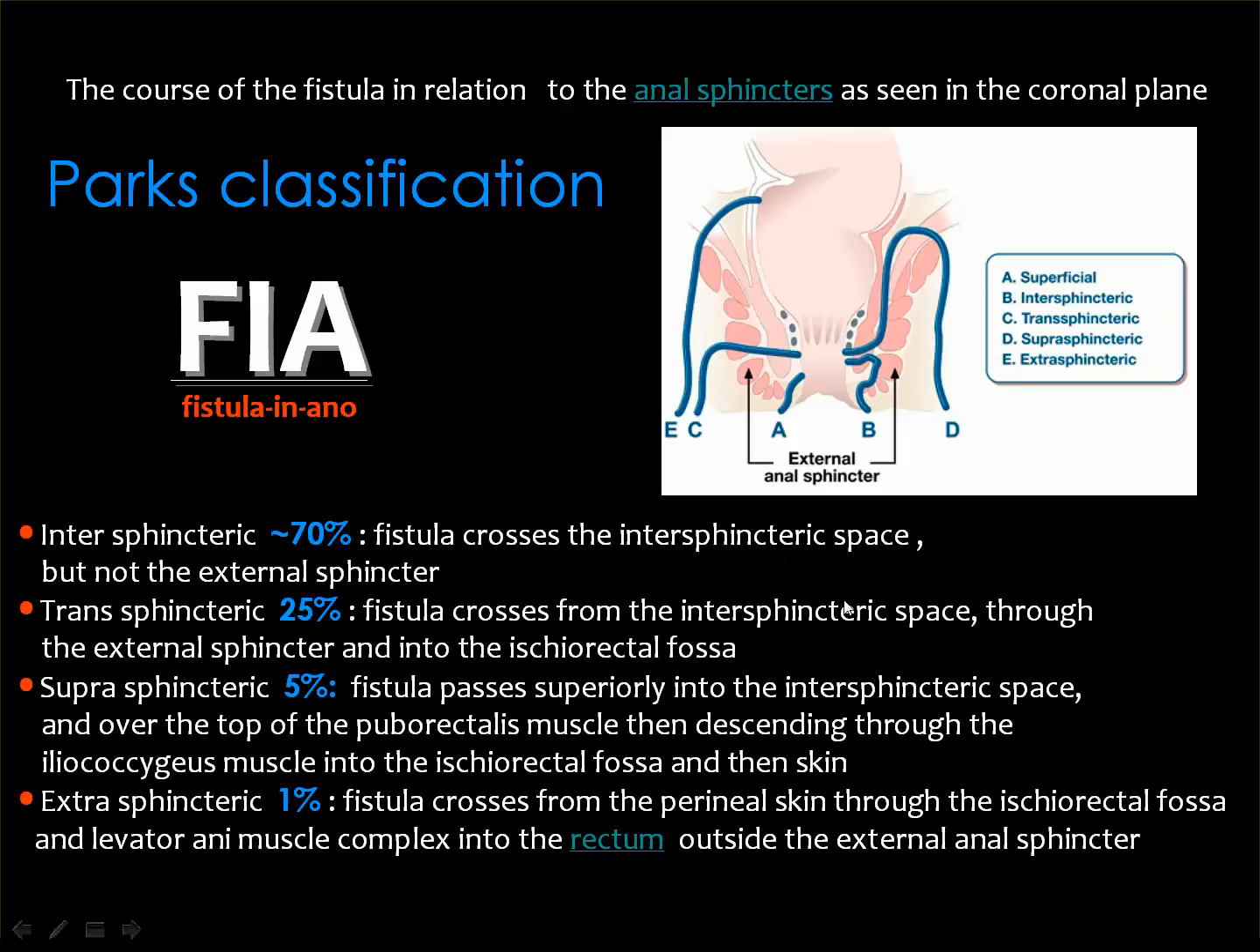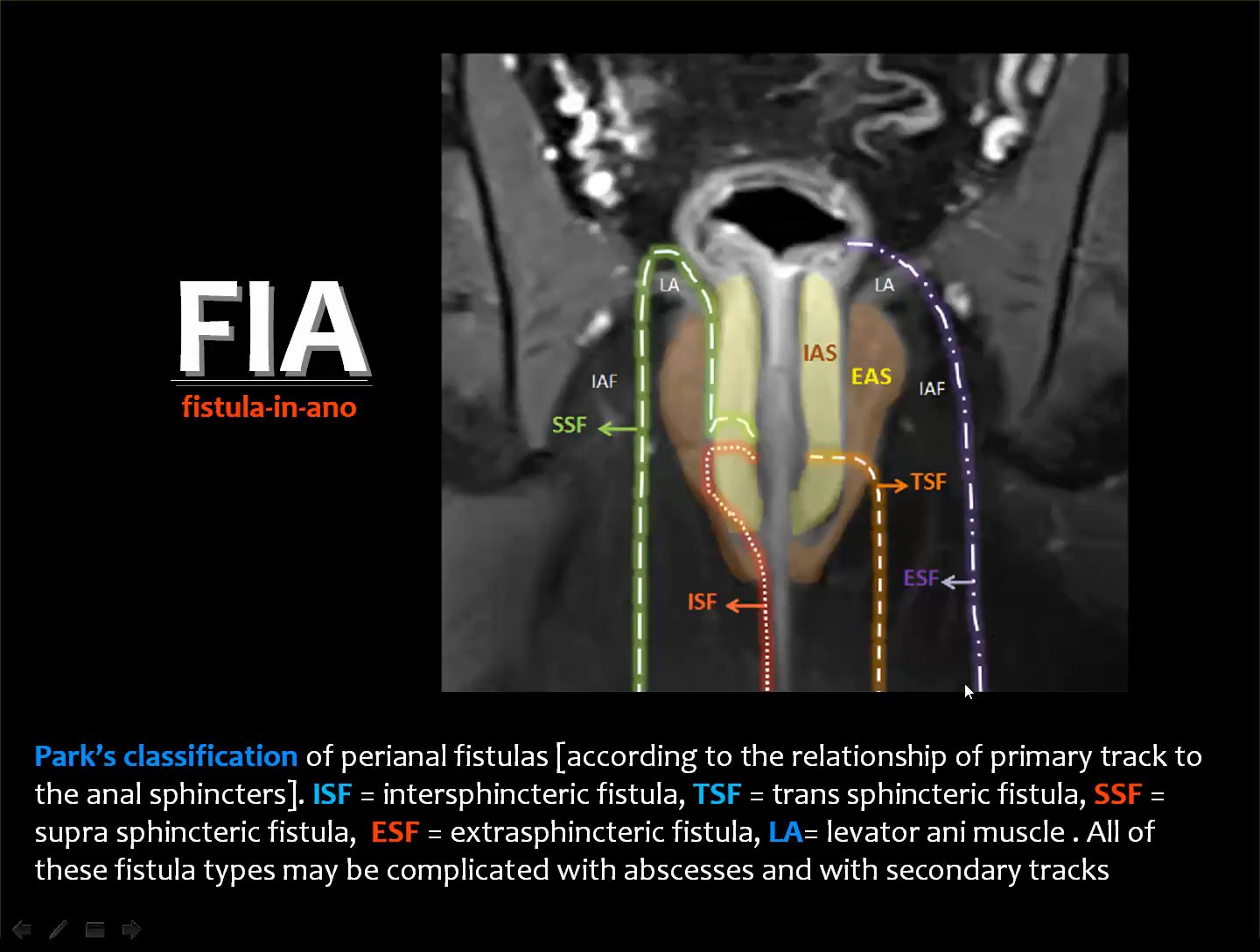Then we have the extrasphincteric, which is a fistula tract connecting the skin to the rectum. It has no relation to the anal canal. And this is the rarest type, where you have in a fistula an opening on the skin, and if you follow this opening, you go directly above the levator, then into the rectal wall. And this is the Parks classification of the anal fistulae.